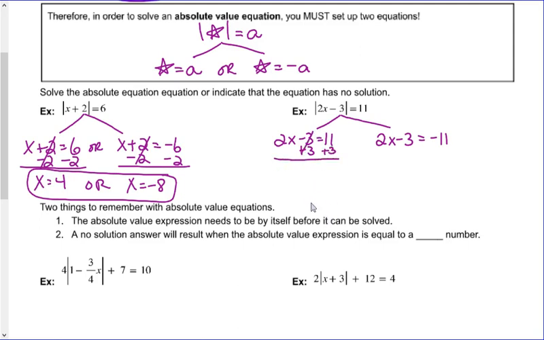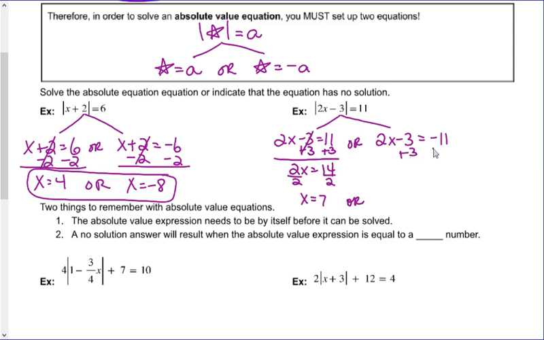Let's just solve the left one by itself first. This gives me 2x is equal to 11 plus 3 is 14. Then we're going to divide by the number next to the letter. Therefore, x equals 7. Whoops, I forgot my or. Or, what's the other one?